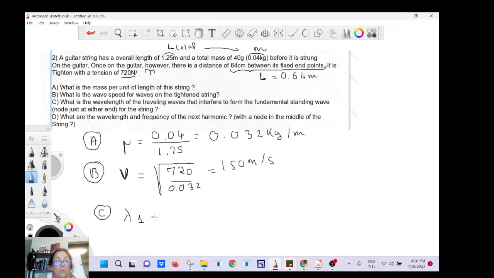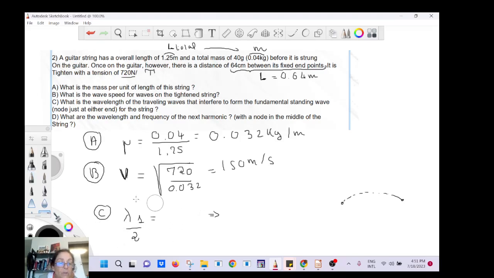So the first one will be 2 times L. Sorry, it's going to be L over 2. So the longest wavelength that you can have here, that will be the first mode. So it goes up and down. So that means that, no, it's L equals here.